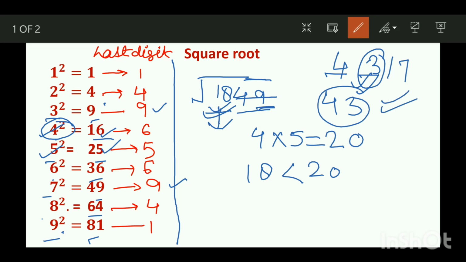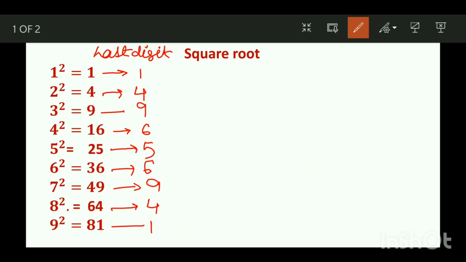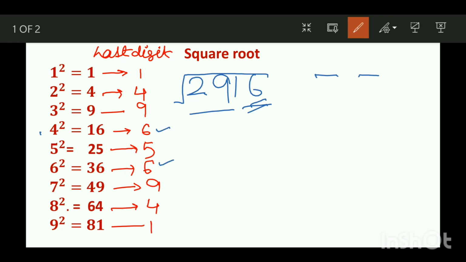Okay. So let's take another example. Like we can take 2916. Okay. If we have to find out the square root of 2916, what we will do? First we will do pairing. Means two digits are here. Now 6 is the last digit. So we have to check where is the last digit. 6 here and 6 here, means 4 square and 6 square. On 4 and 6 squaring we will get 6. So here could be two options, 4 or 6.